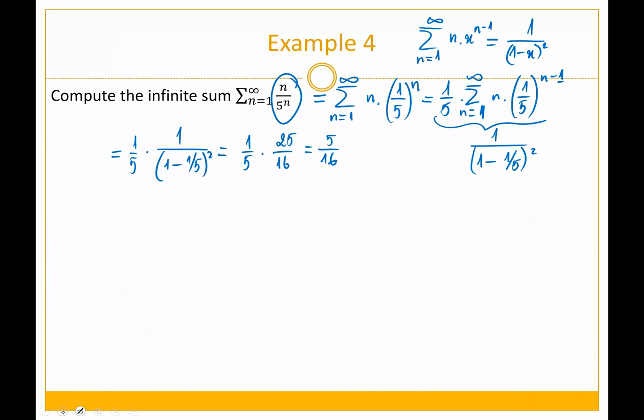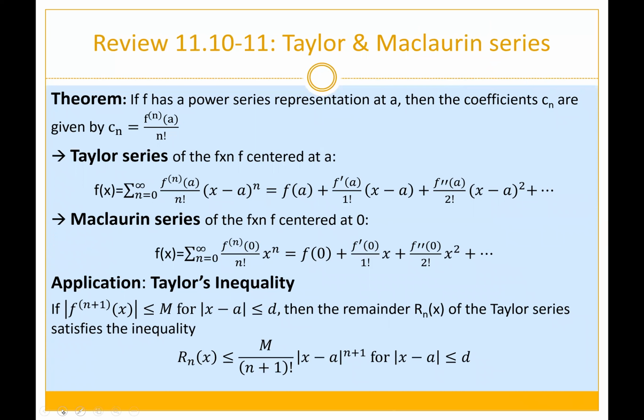So let's go to 11.10 and 11.11, Taylor and Maclaurin series. The Taylor series and Maclaurin series are, first of all, different in their center. The Taylor series is centered at a, where a can be any number, but the Maclaurin series is centered at 0.